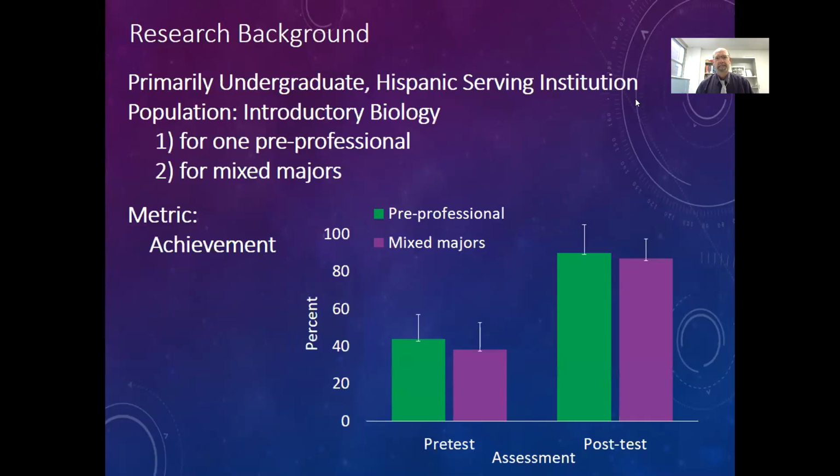Aurora University is primarily an undergraduate institution and recently designated as a Hispanic serving institution. The target population for this study is introductory college biology students in a couple of different categories. One is a pre-professional program. If you attended the conference last year, you learned from Dr. Rodriguez Estrada that we have built a course that is more a case-based study for a pre-professional program, specifically the nursing majors. What that did is pull out that population, which is about 2/3 of the population.